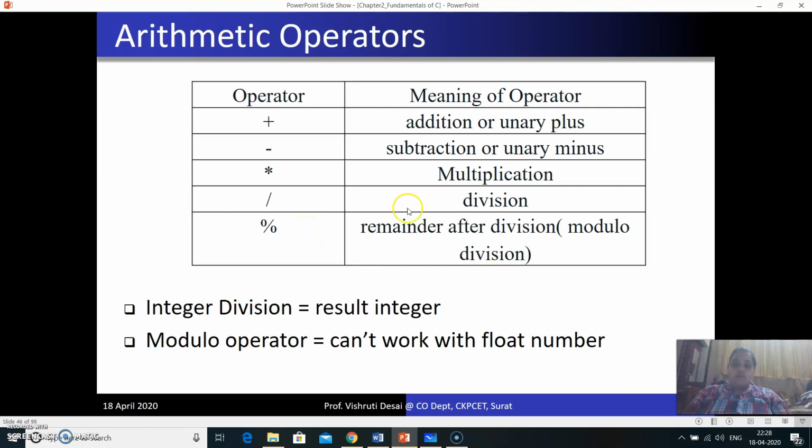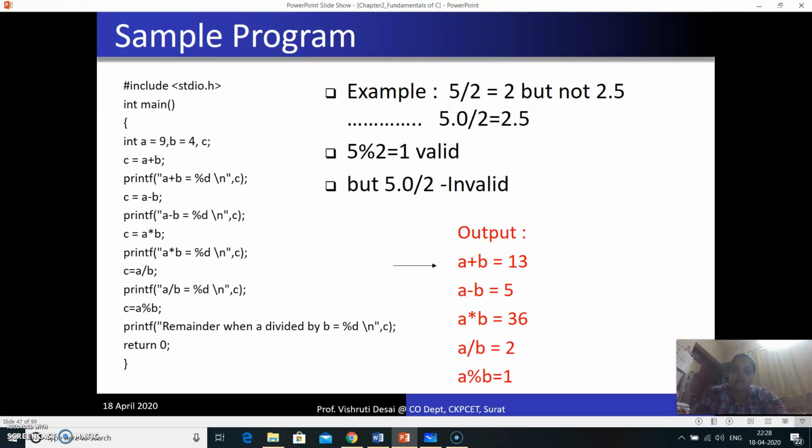Now, whenever you are performing division, if you are performing integer division, your result will be an integer number. If you perform float division, your result will be a float. But the modulo operator is such that it cannot work with float numbers. You can perform the modulo operator with integer numbers, but you cannot perform the modulo operator on float numbers.